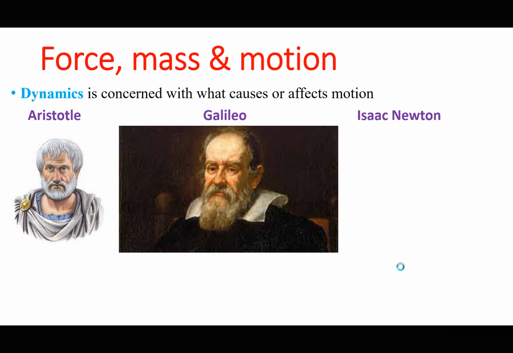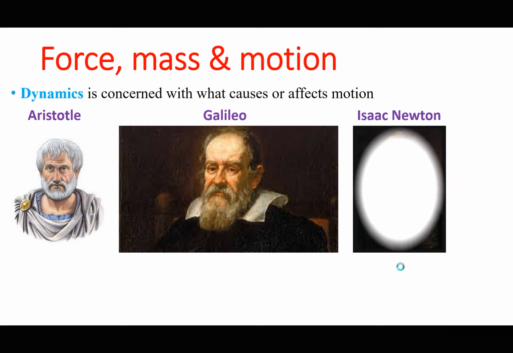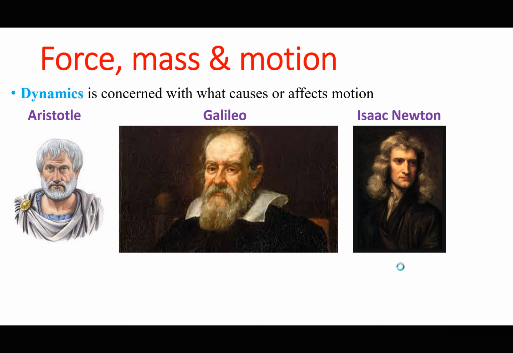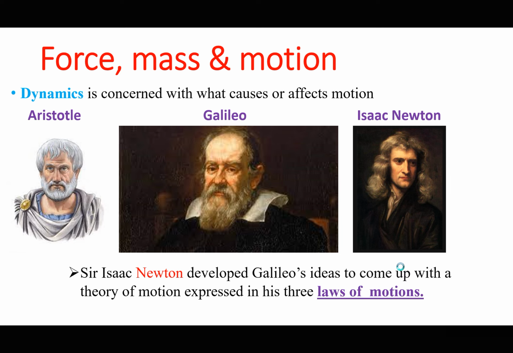And later on, Isaac Newton developed Galileo's ideas to come up with a theory of motion which he expressed in the three laws that we shall later call Newton's laws of motion. So Sir Isaac Newton is known for developing Galileo's ideas to come up with a theory of motion expressed in his three laws, which are the famous laws that we are going to discuss in the unit called dynamics.